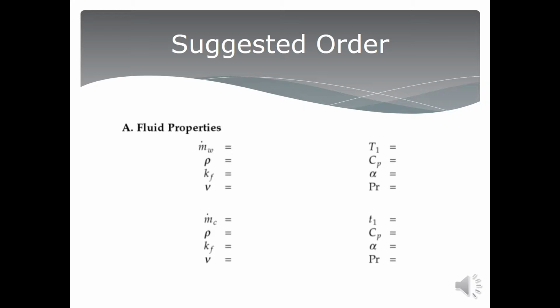The first step of solving this problem, part A, is finding the fluid properties. These can be given to you, looked up online, or looked up in the textbook from tables. You need to do this for both the warm fluid and the cold fluid.